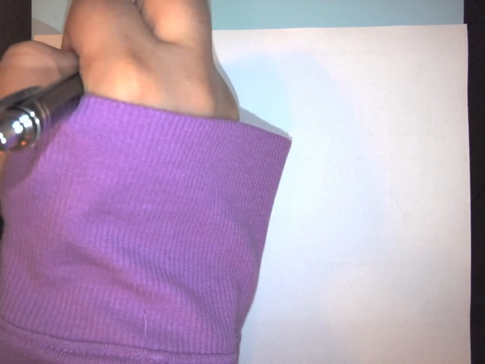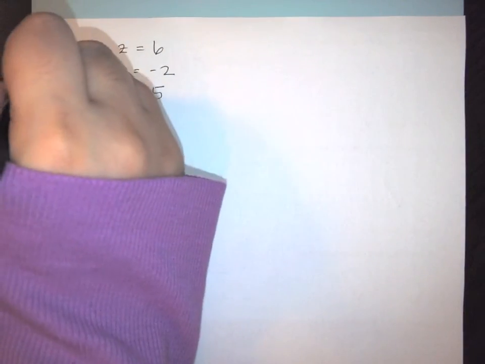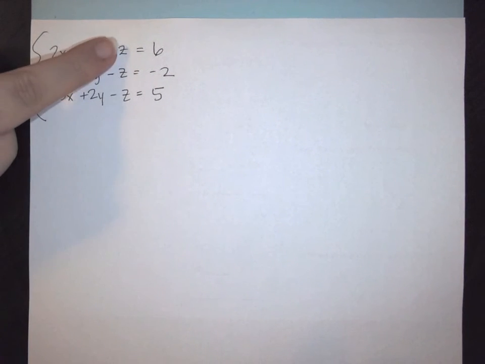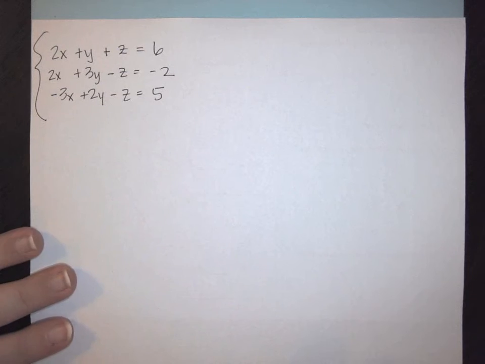So again, we had our system, which was 2x plus y plus z equals 6. And then we had 2x plus 3y minus z equals negative 2. And we had negative 3x plus 2y minus z equals 5. Now in that first example, when we looked at this system here, we got rid of the x's. However, take a look at the z's. I could get rid of my z's without having to do any extra work.